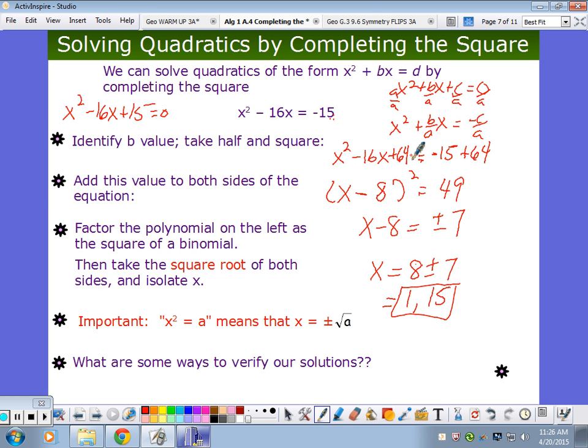How do you verify this? Remember, I added 64 on this side. Half it and squared it. And once you have 64 on this side, you have to do it again.